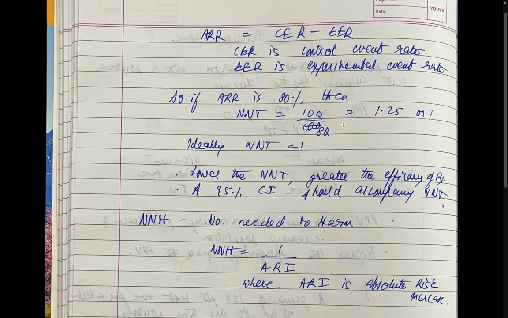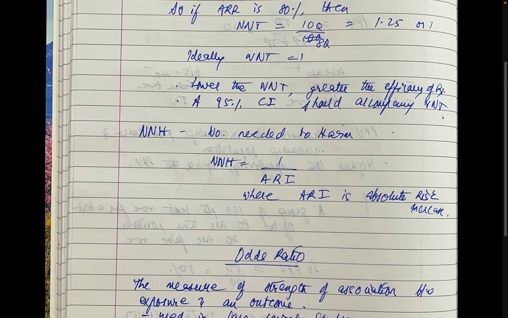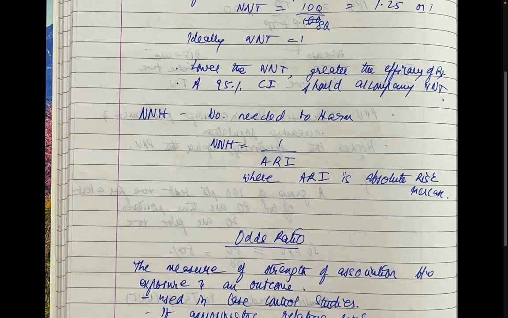Similarly, NNH is the number needed to harm. Number needed to harm is 1 by the ARI, where ARI is the absolute risk increase.